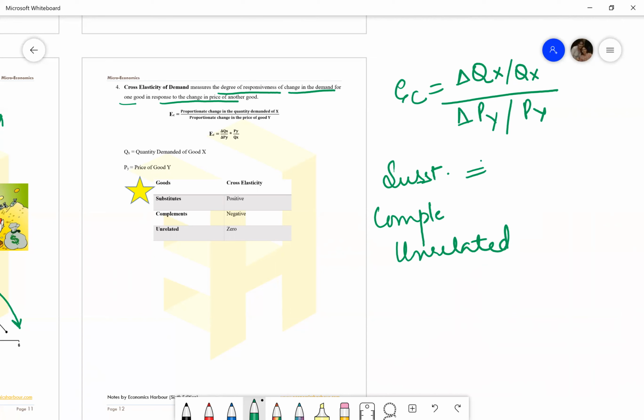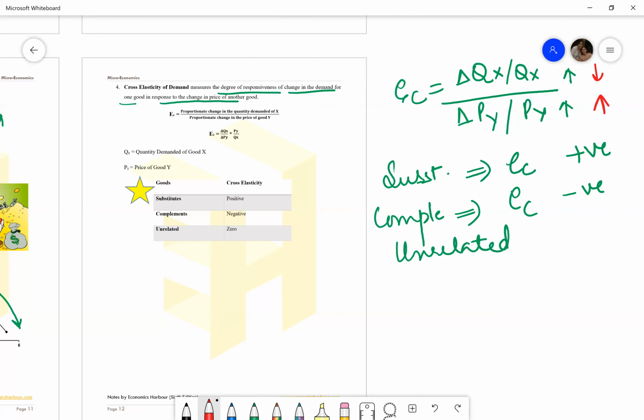In case of substitute goods, the cross elasticity will be positive. Say if the price of Y is increasing, the quantity demanded of X will increase. In case of complements, the cross elasticity will be negative. If the price of Y is increasing, the quantity demanded of X will decrease because X and Y are consumed together.